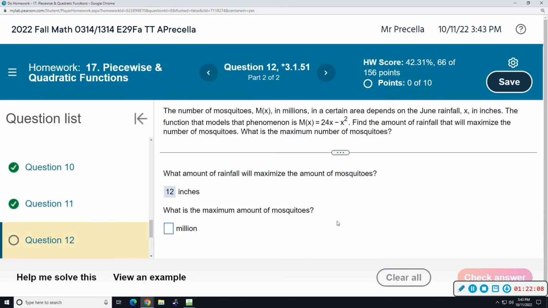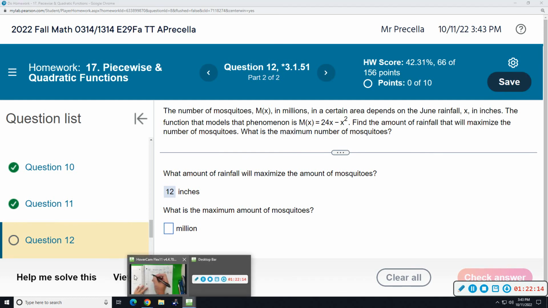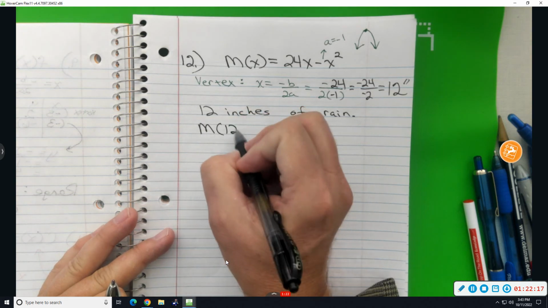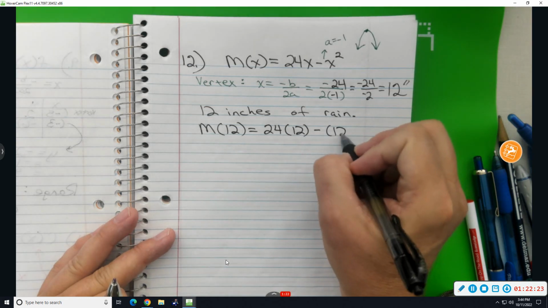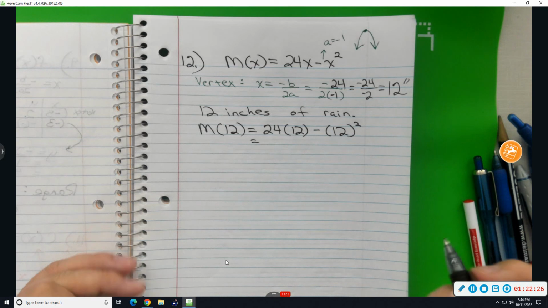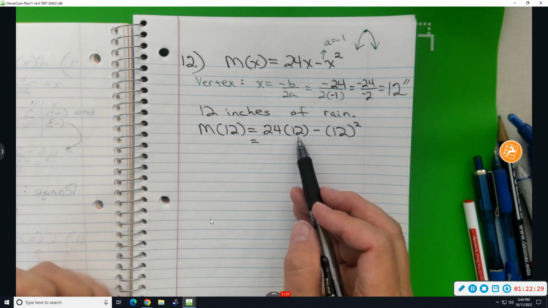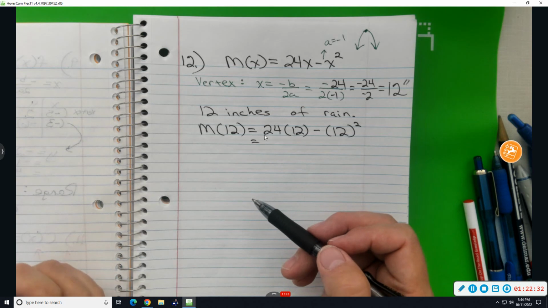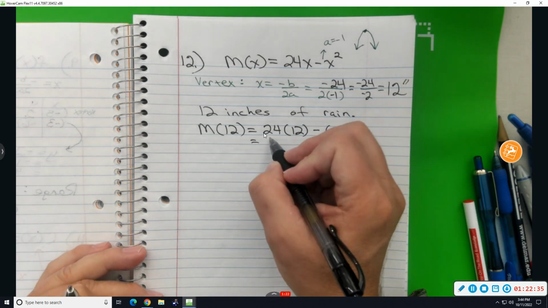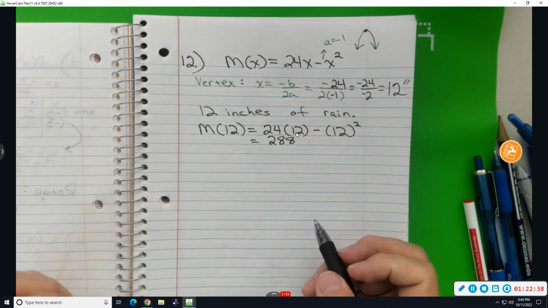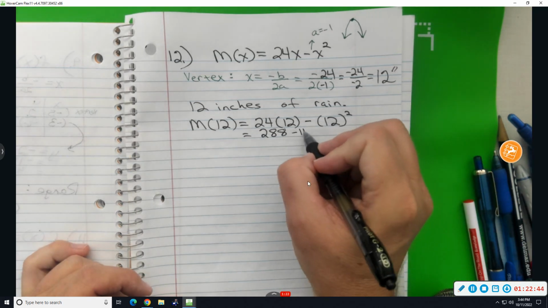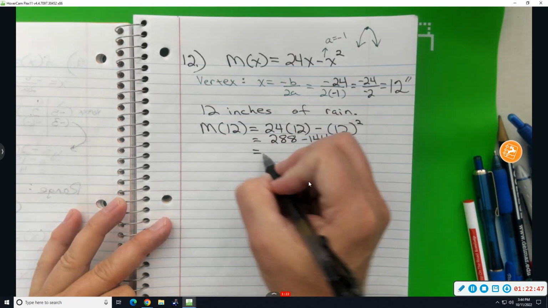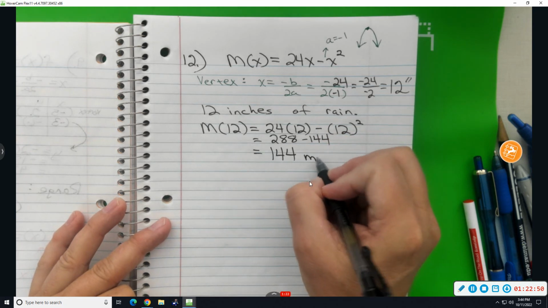So it takes 12 inches of rain. How do we determine the number of mosquitoes we'll have if we have 12 inches of rain? By putting that 12 in the equation. So the number of mosquitoes is 24 times 12 minus 12 squared. 24 times 12, is that 288? Yes, because 24 is 2 times 12, so you have 2 times 12 times 12. 12 times 12 is 144, times 2 is 288. Minus 144. So there's 144 million mosquitoes.